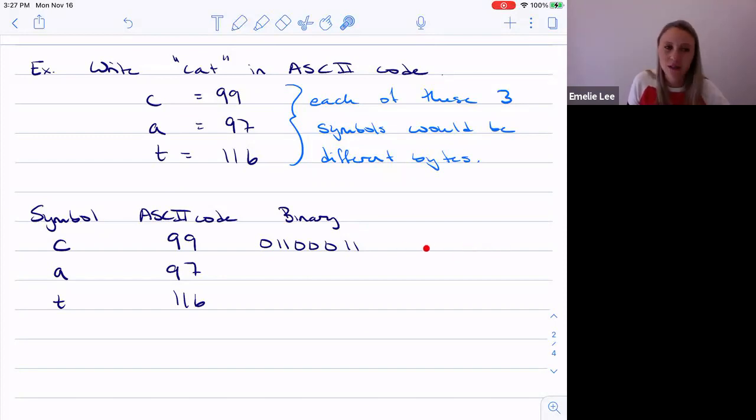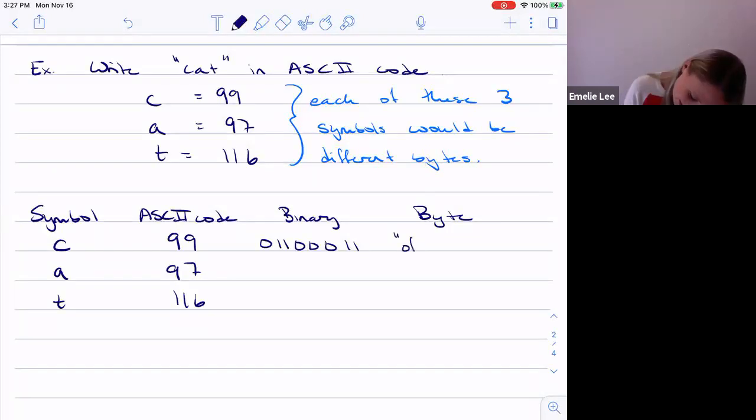So what would my byte look like? My byte is going to be on, off, on, off, on, off, on, off. In this case, it's going to be off, on, off, off, on, on. You might have missed an off. So off, on, off.